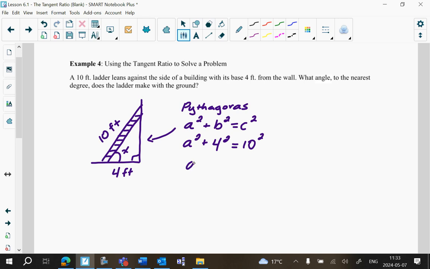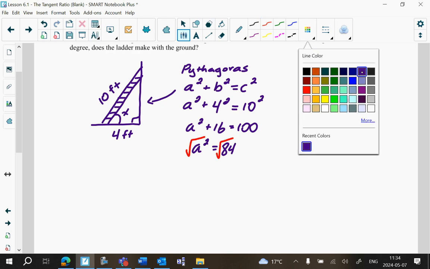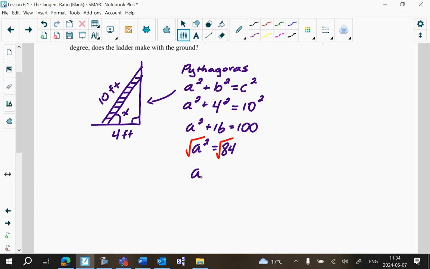So that gives us a squared plus 16 is equal to 100. Subtract 16 from both sides, a squared is equal to 84, which means to find a by itself, I just square root both sides. And let's just round it to the nearest tenth or 1 decimal place. Square root of 84, 9.1 or 9.2? 9.2.